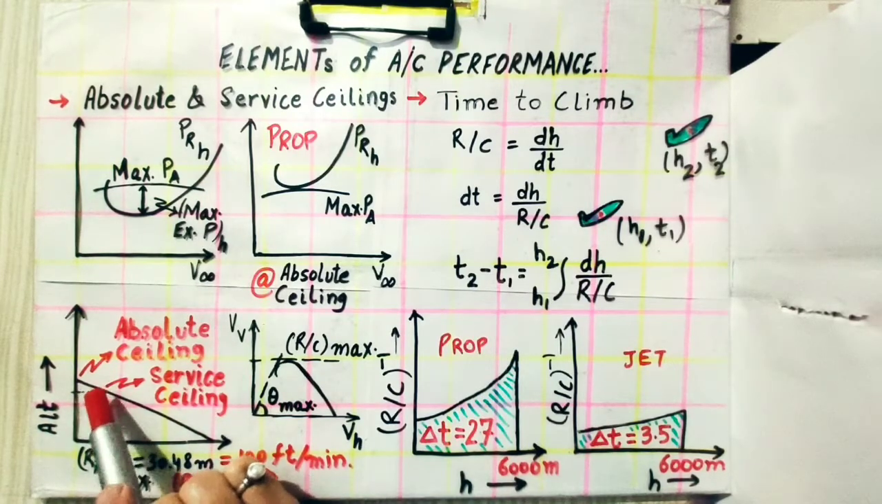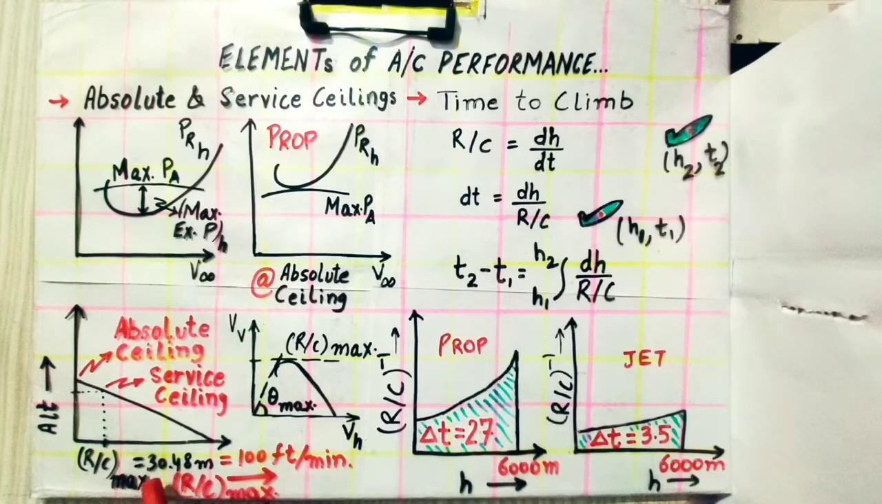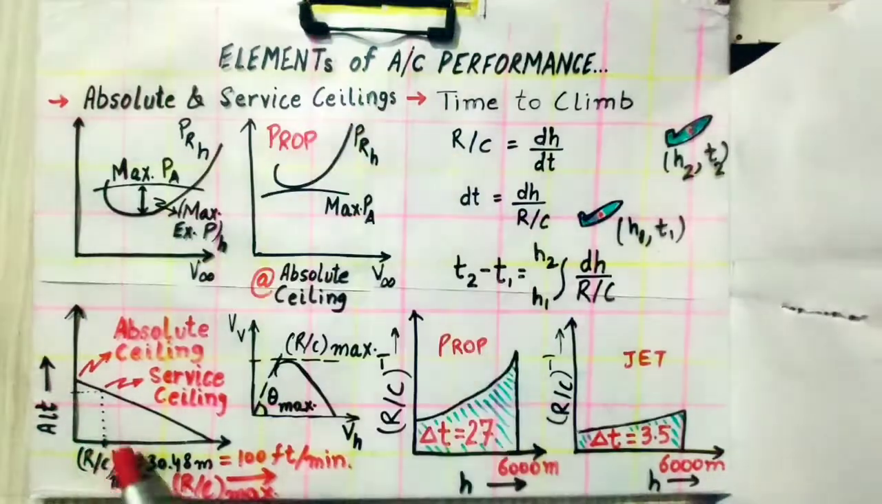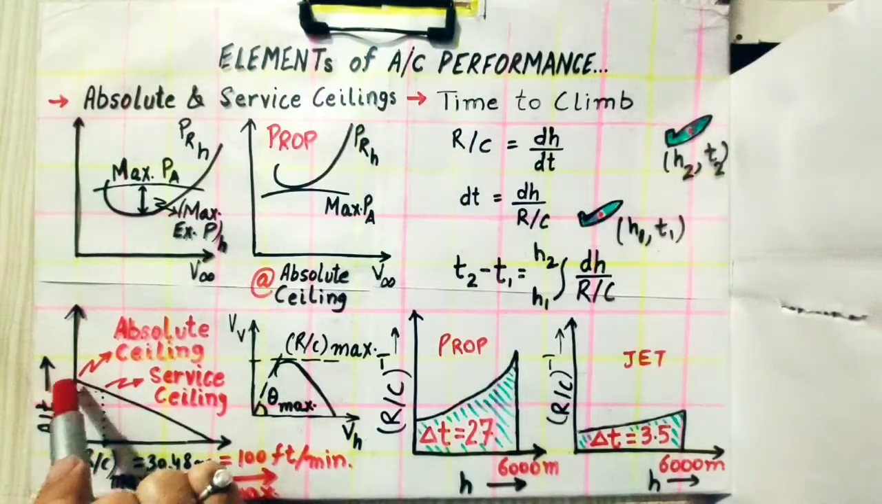As the aircraft goes up, it attains a maximum rate of climb of 100 feet per minute, which is 30.48 meters per minute. The point at which the maximum rate of climb is 30.48 meters per minute, this altitude is the service ceiling of the aircraft. And as I said above, the maximum altitude an aircraft can achieve, where the maximum rate of climb goes to 0, will be the absolute ceiling.